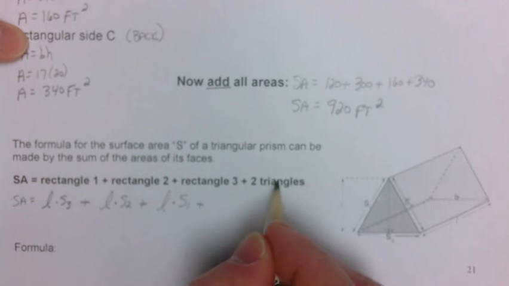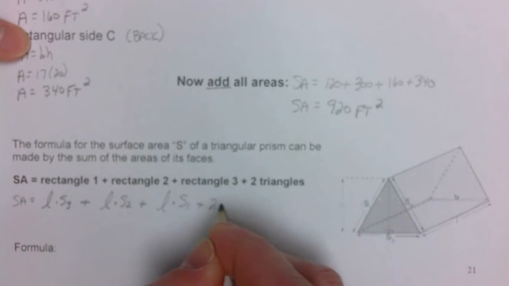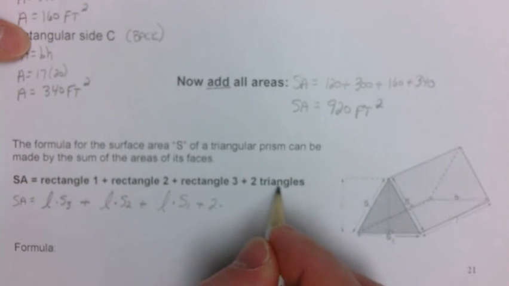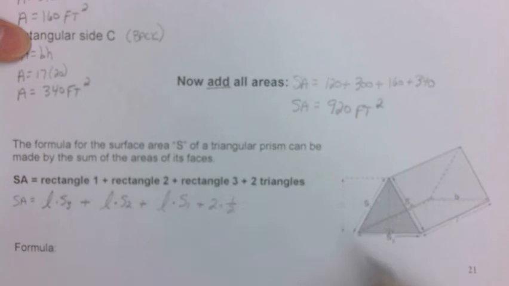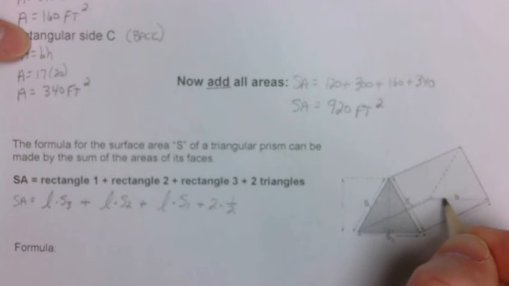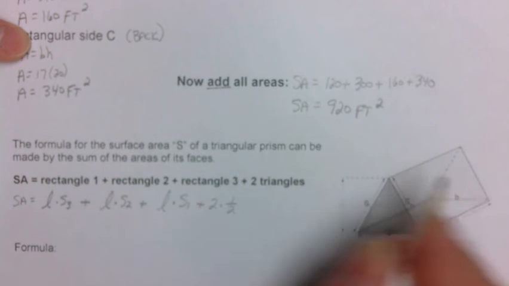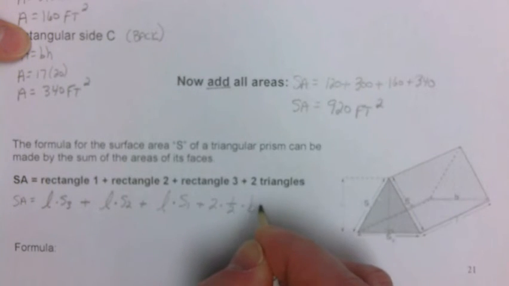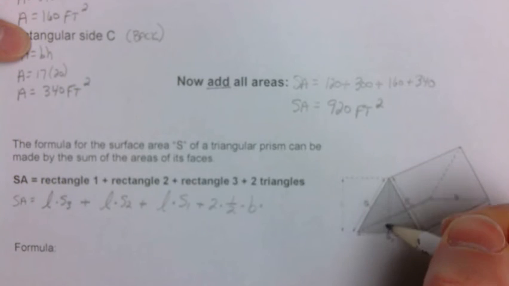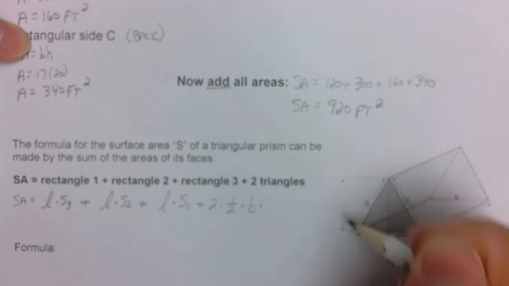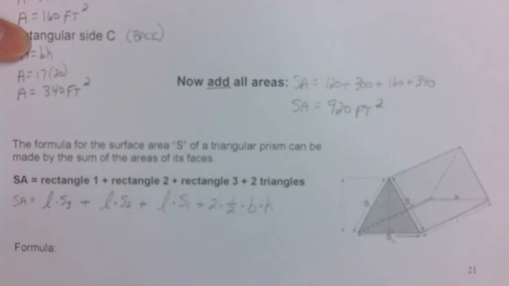Plus now 2 triangles. So whatever the area I get for one triangle is, I'm going to have to double it. So 2 times, and then to get the area of a triangle, I have to do 1/2 the base times the height. Remember that the base and the height have to be perpendicular to each other. For this triangle, the base is labeled with B, so times B, times H, the height, which has to be perpendicular to that, and that's what they've called H right here. This formula looks a little complicated, so I'm going to try to simplify it a little bit.